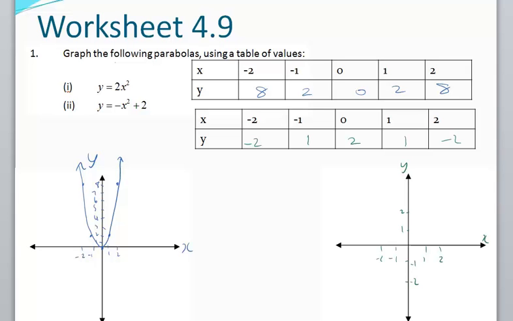So when x is minus 2, y is minus 2. When x is minus 1, y is equal to 1. When x is 0, y is 2. When x is 1, y is 1. When x is 2, y is minus 2. So we join our dots and connect to form our curve or our parabola there. This is our curve, our parabola. Y is equal to minus x squared plus 2.